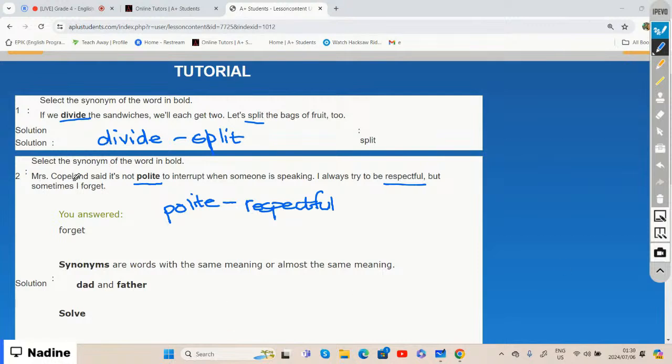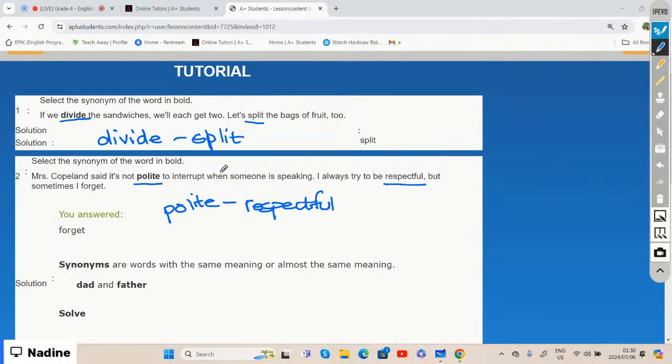So, Mrs. Copeland said it's not polite to interrupt when someone is speaking. I always try to be respectful, but sometimes I forget, right? So, polite is another word for respectful or to be nice, right? That is what polite is. There's actually a lot of words that can be the synonym of polite.